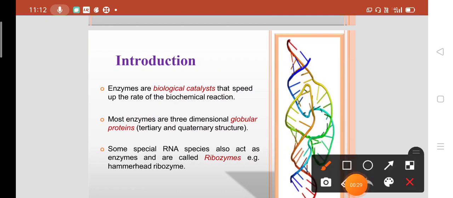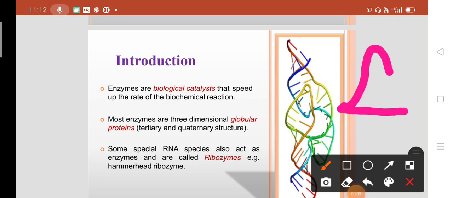You must have seen this type of curve about enzymes. It shows that the enzyme speeds up the rate of the biochemical reaction. This is the extra energy which is required to start the reaction, which is called activation energy.